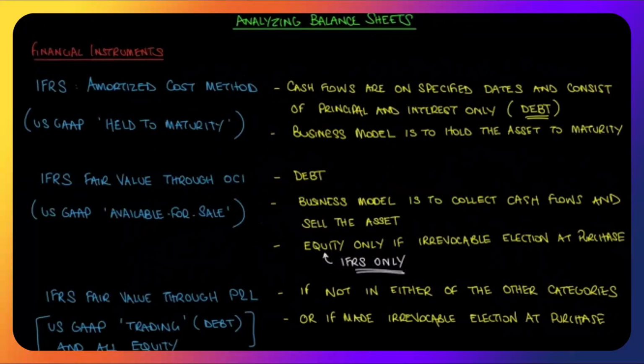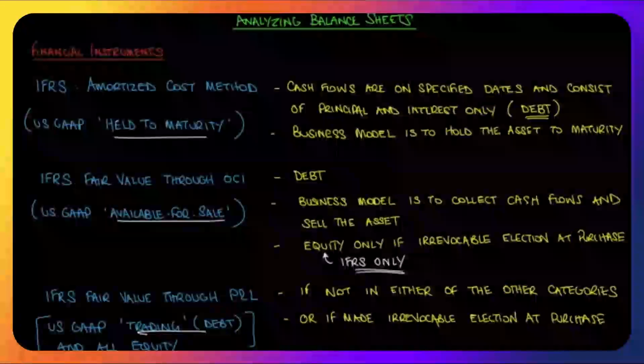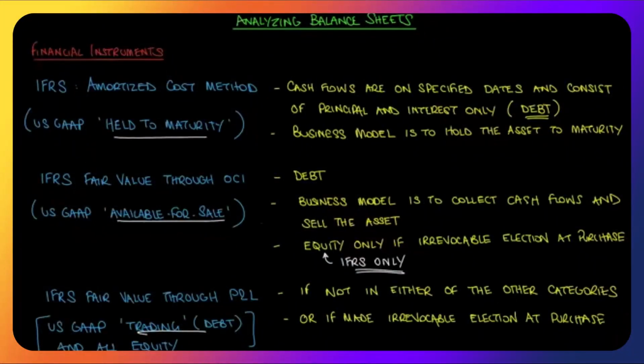Secondly, we need to know the rules. When can we use each of these three different treatments? And here we'll introduce the different terminology that US GAAP uses. Under IFRS, we said the amortized cost method was the one where we hold it on the balance sheet. We do not recognize unrealized gains and losses, not in the income statement, not in OCI. If you are going to use the amortized cost method, you have to make sure cash flows are on specified dates and consist of principal and interest only.